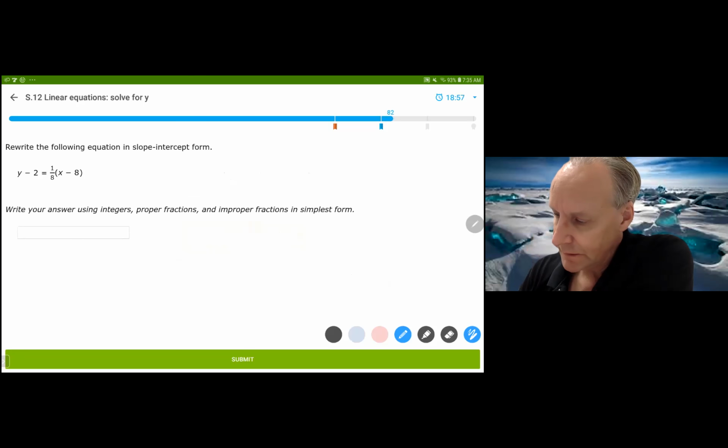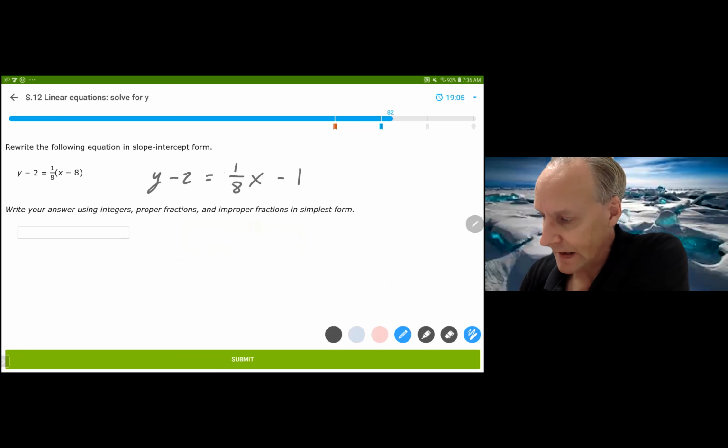Okay, distribute 1/8. You get y minus 2 is equal to 1/8 x minus 1. And we're going to add the 2 to both sides, and we get y equals 1/8 x plus 1.